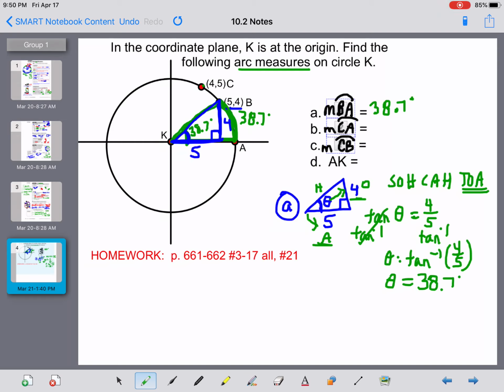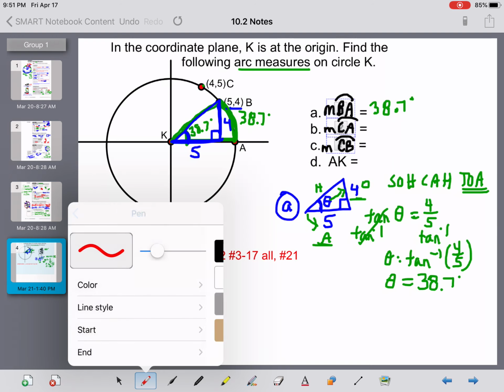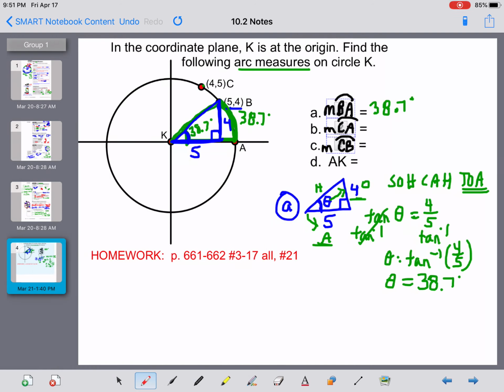All right, now that we know how to do A, B should be a little bit easier. B says find the arc from C to A. I go to C, come all the way to A. I'm finding this arc. Well, I know my answer should be bigger than 38.7, less than 90, but I would like a better and more exact answer than that. So once again, I keep thinking, if I can find my central angle, I can find my arc measure.